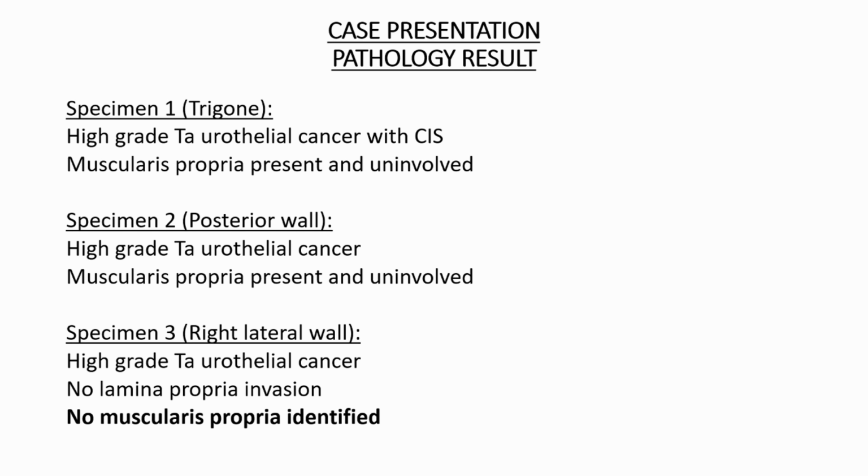So here's the pathology. The 3 specimens were submitted separately. One area in the trigone: high-grade Ta urothelial cancer with carcinoma in situ, muscle present and not involved. The tumor on the posterior wall: high-grade Ta urothelial cancer, muscle present and not involved. The 3rd specimen on the right lateral wall: high-grade Ta urothelial cancer, no muscle present. So in 2 of the 3 specimens, muscle is present.